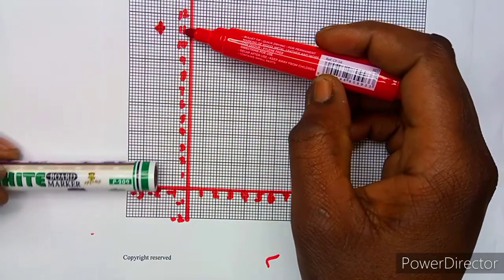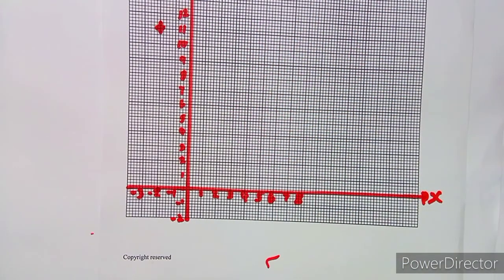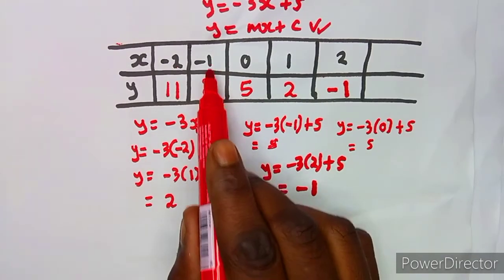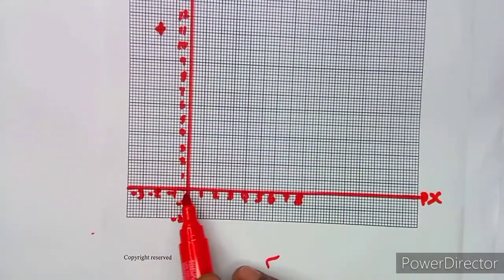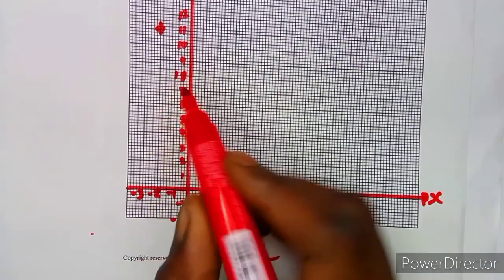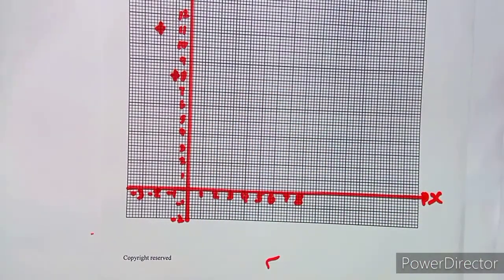-2 versus 11 at this point. You mark the point. Okay. You move on to another one. That's -1 and 8. So that's -1 here and 8 at this point. You mark a point. -1 and 8. You mark a point aside there.